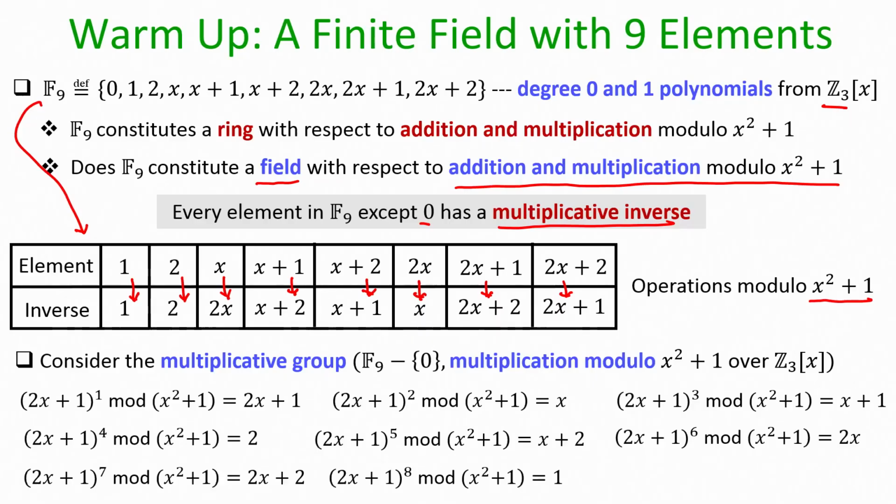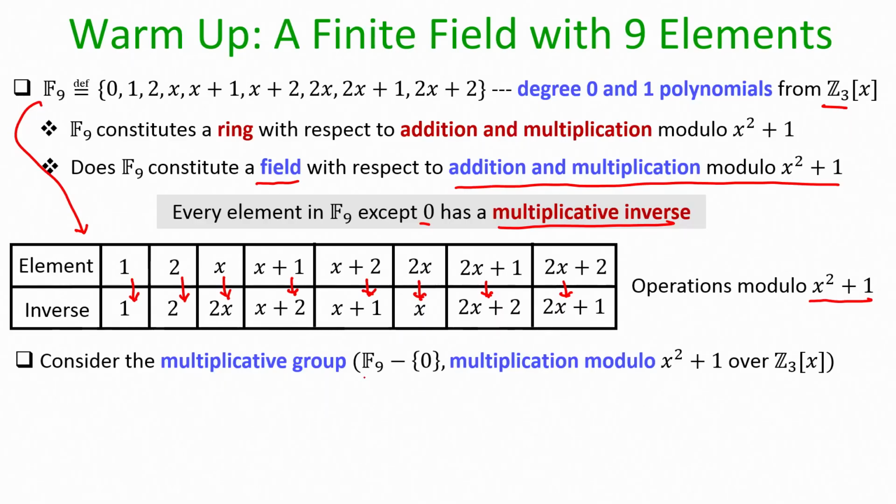So, now I want to show you another interesting property of this field F9. We have already proved that this collection F9 satisfies the field axioms with respect to the addition and multiplication operation modulo this irreducible polynomial. I have not shown you the distributive property, namely addition distributes over multiplication, but it is easy to verify that. But I would like to show you another interesting property of this field.